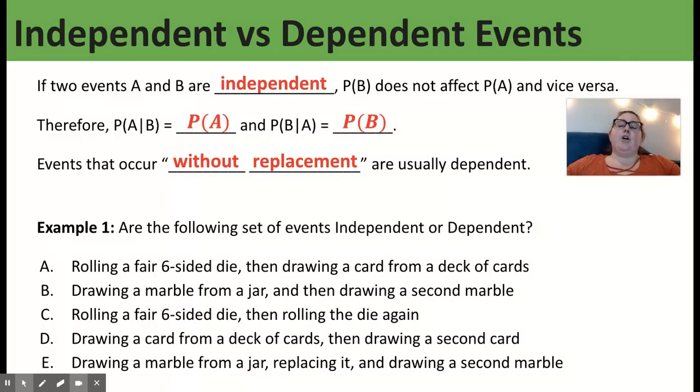Events that occur without replacement are usually dependent. We'll get into some examples with that scenario in a little bit. So example one, we're going to talk about whether the following sets of events are independent or dependent.